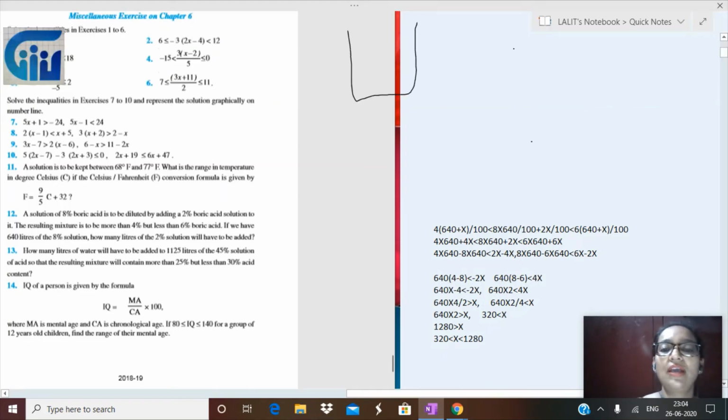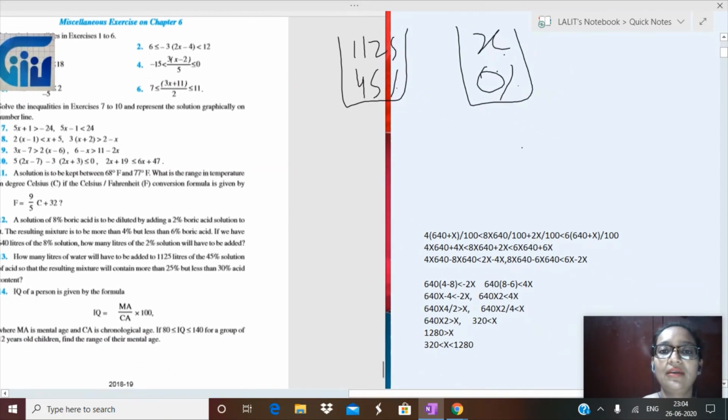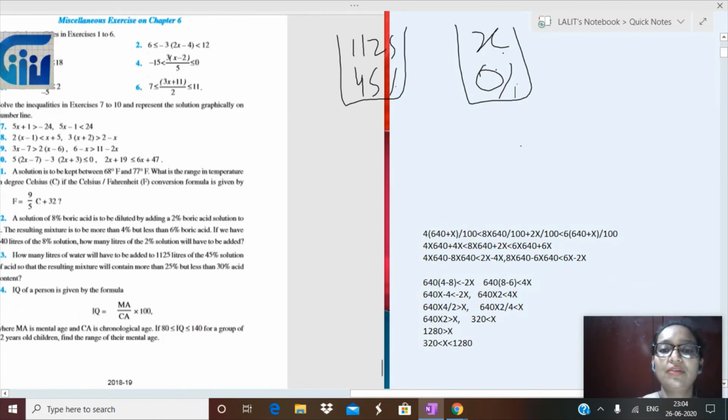So now I have 2 bottles. In one bottle, I have 1125 liters quantity and the acid content is 45%. In the other, I don't know how much water I have to take. What is the acid content of the water? It is 0%, right? So that the resulting mixture. Now, if I'm making a particular mixture, we will just have a resulting mixture.